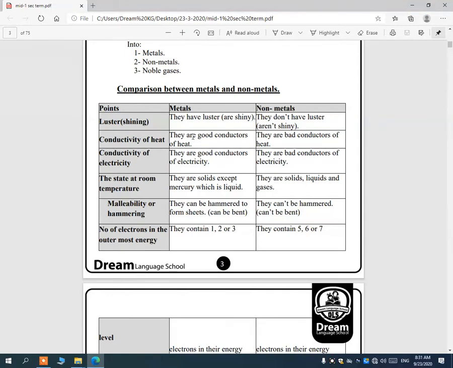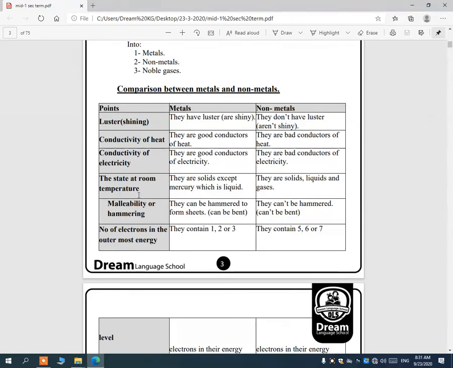The third point is the conductivity of electricity. The metals are good conductors of electricity, but nonmetals are bad conductors of electricity, except carbon, which is the only nonmetal which is a good conductor of electricity.